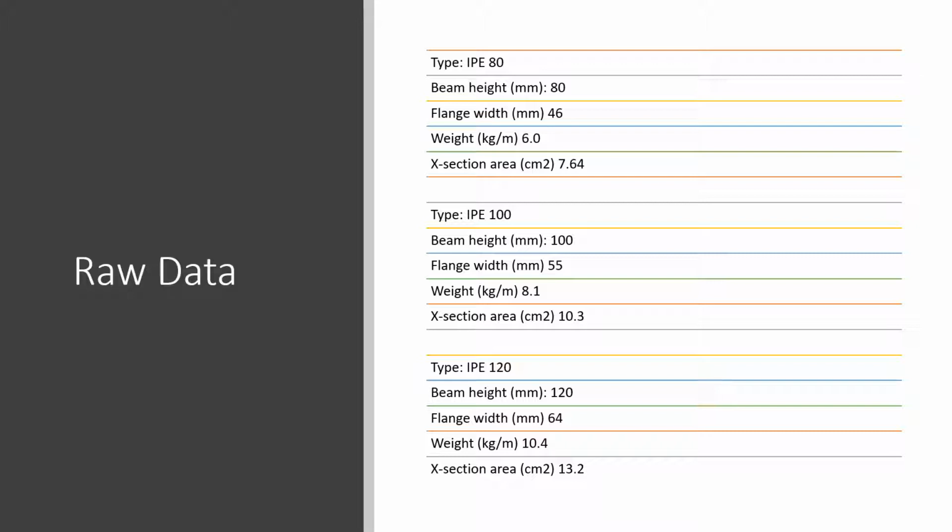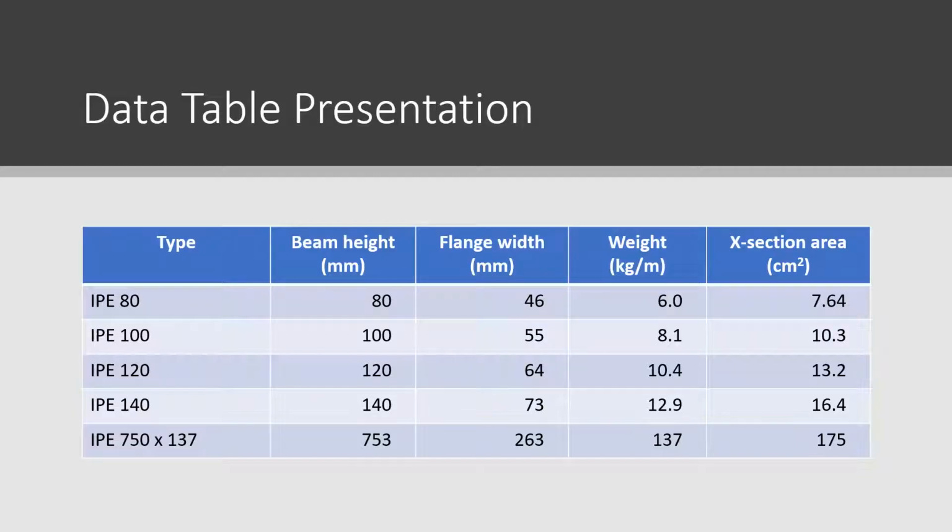So it has the data type, and then it has the actual data element. So it's IP80, 80. In other words, it has a beam height of 80, flange width 46, weight in kilograms per meter of 6.0, and a cross-section area 7.64. That's our first data element. That would essentially be like the first row of the data, second row, third row. But this is not an easy way to digest the data. We want this to be in a data table.